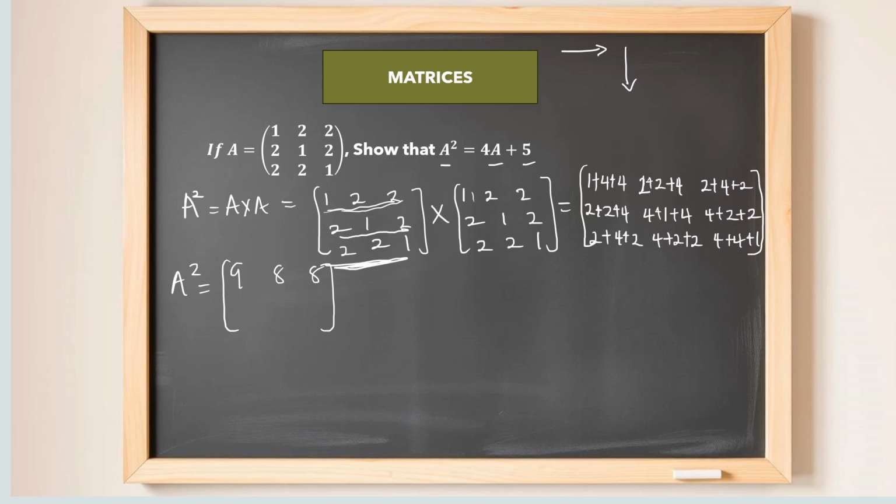And for the next row, here I'm going to have 8, 9, 8. And for the last row, I'm going to have 8, 8, 9. Now if you look at this, you can see that the diagonals here are 9 and the off diagonals are 8. So this is A squared. And this is what we want to show, that 4A plus 5I should give us the same thing.